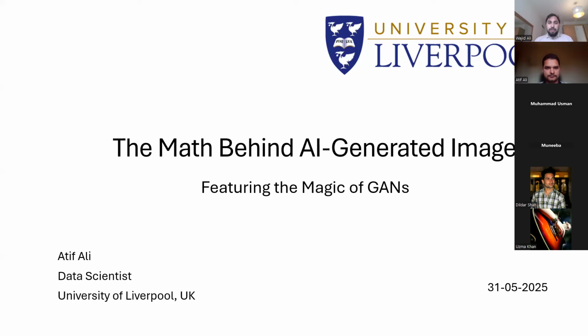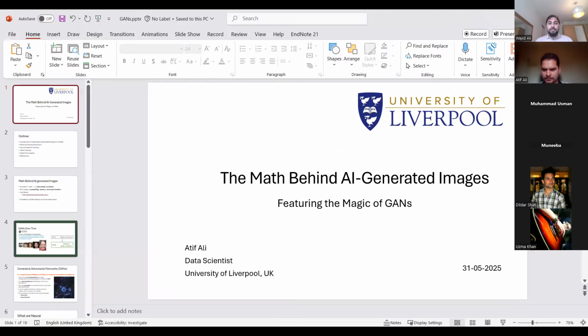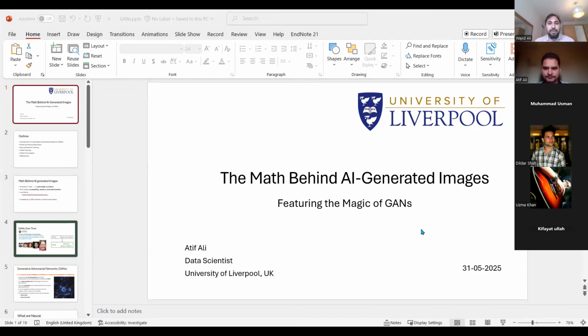Today we have a talk on the math behind AI generated images. It's a very interesting talk to me. Our speaker for today is Atif Ali, who is my friend and colleague here at the University of Liverpool. He's a data scientist and works at the Faculty of Health and Life Sciences. So thank you very much, Atif, for agreeing to give this talk, and I look forward to it.